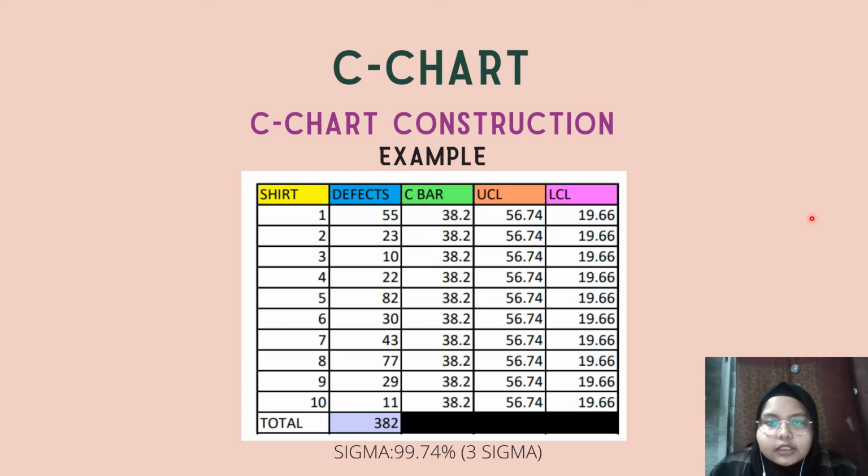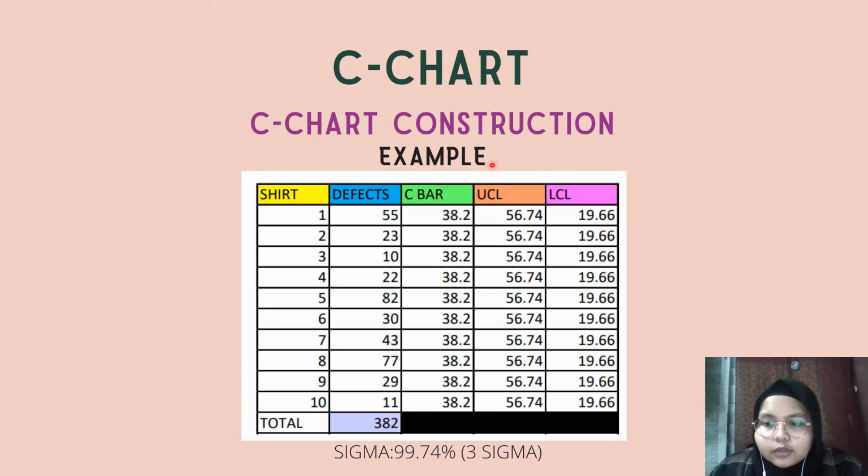By using a spreadsheet, I have constructed a table in order to construct the C chart. The table consists of the sample, number of defects, C bar, UCL, and LCL. The total number of samples is 10. The defects are 382. The sigma is 99.74, which is 3 sigma. In order to find the C bar, we must take the total number of defects divided by the total number of samples, which is 10, and we will get 38.2.